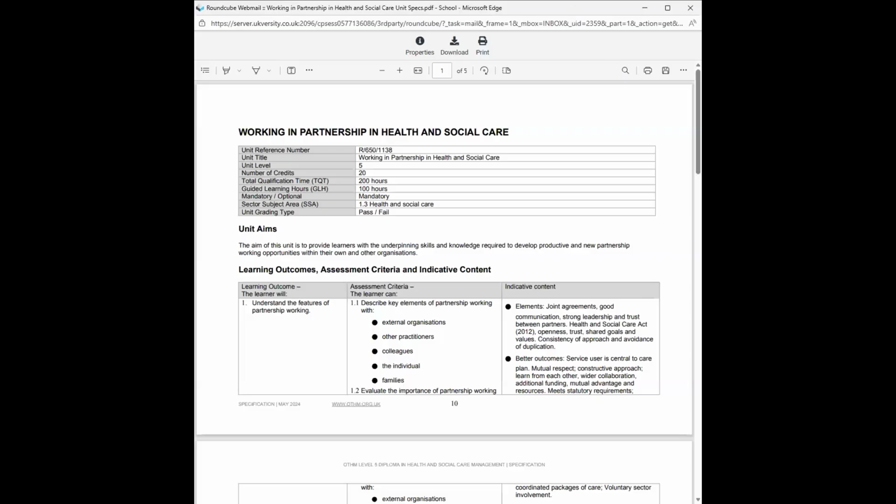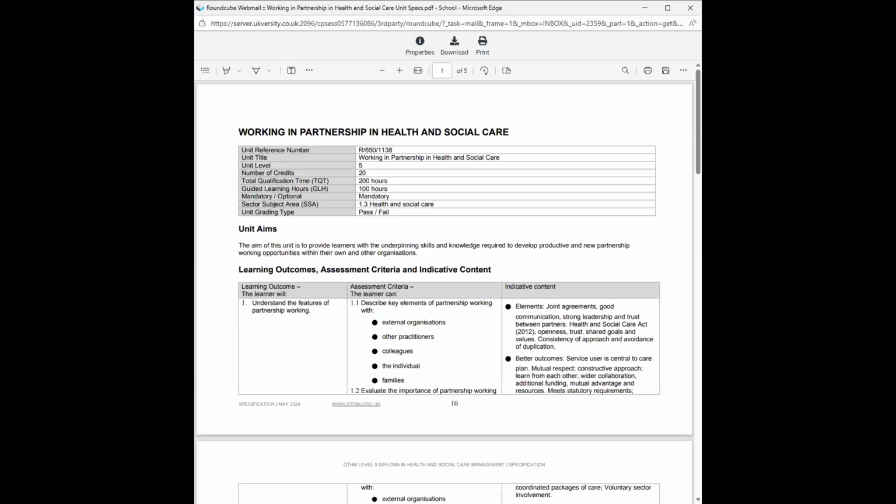Thank you for attending, Segun. The unit you're doing today is on working in partnership in health and social care, a level 5 unit. Is that the right unit, Segun? Yeah, that's the right one. Excellent. I'm just going to go through this briefly with you, and this is a tutorial, so you can ask me any questions anytime.